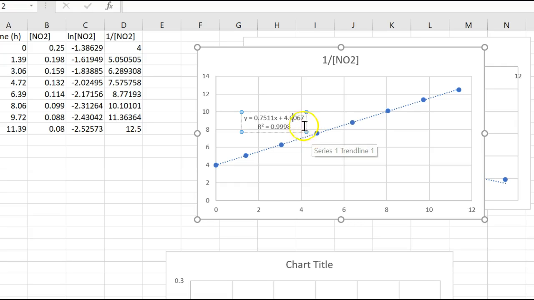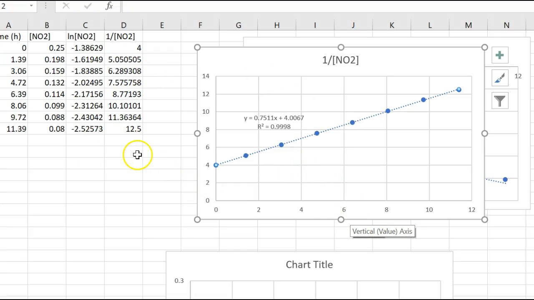Now 4.0067, that's the y-intercept, and that is equal to 1 over the concentration. So if you take the inverse of 4.0067, you actually get a value that's really close to 0.25, which you can see over in cell B2 is the initial concentration. So again, y-intercept is 1 over concentration, slope is k. If for some reason you haven't yet watched the video that I just posted on graphical analysis technique, let me recap for you what all this information is.